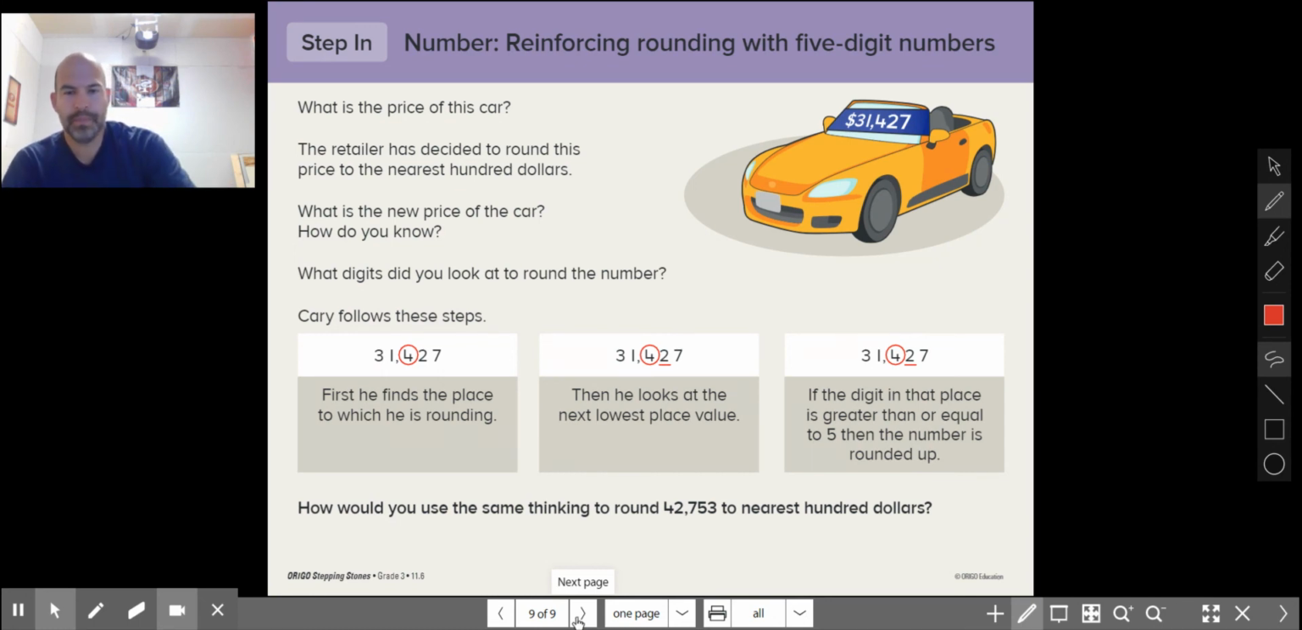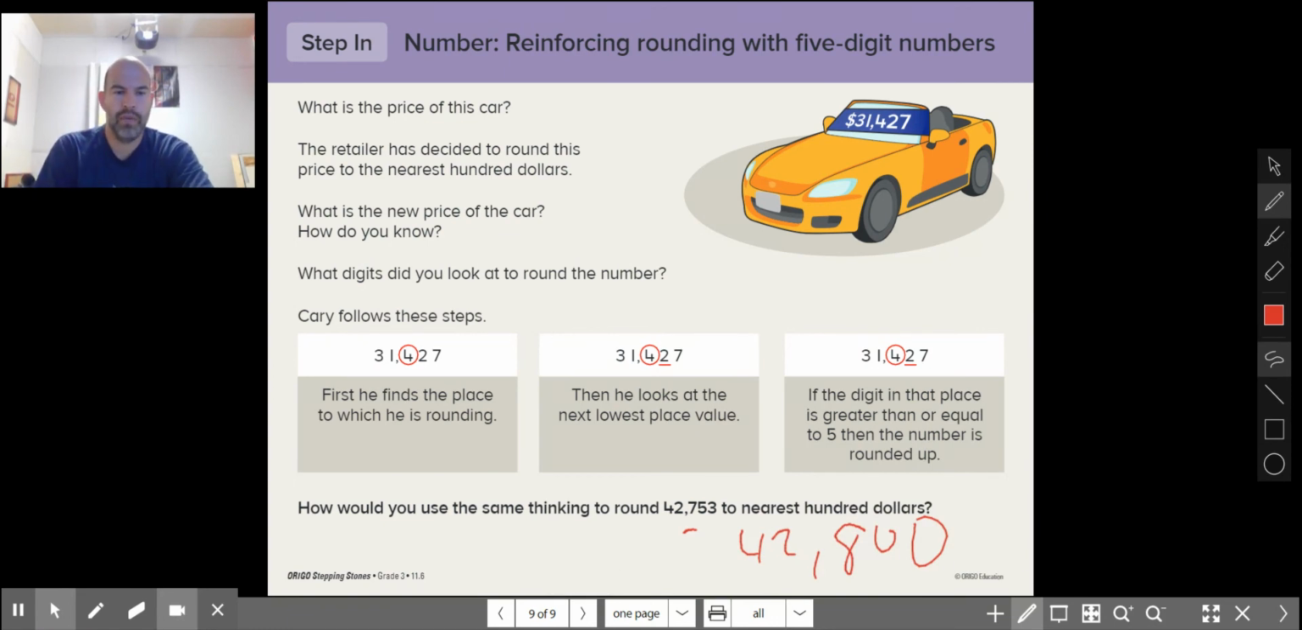So same thing. We're going to look here at the 100 first, and then look right to the side of it in the tens place value. So it's 5. If it's 5 or greater, we're going to round it up. So this new number would round up to 42,800. Hopefully that was another little help for you there.